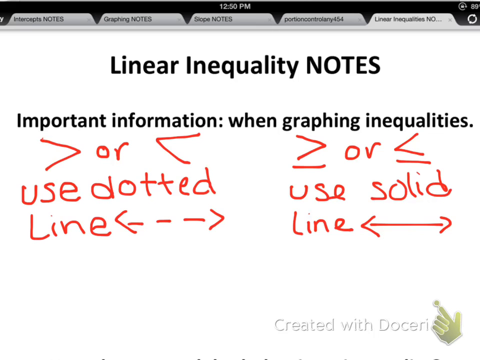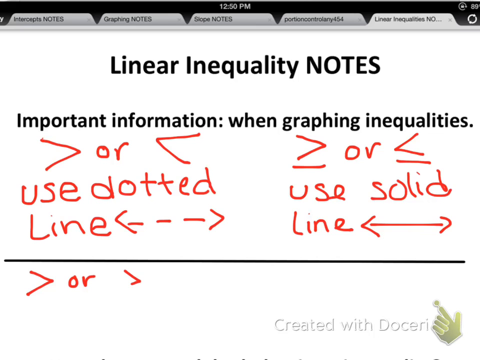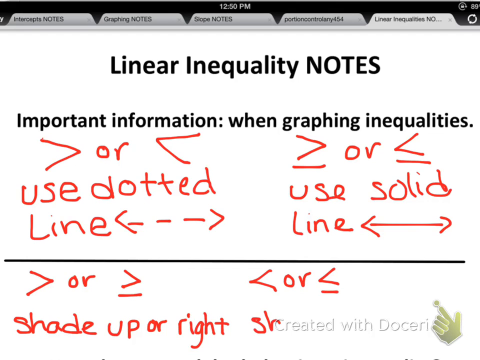Another thing that's important is when you're graphing linear inequalities, you're going to shade part of the graph. The part of the graph that you're shading is where our solutions are going to lie. Okay, so if I have greater than or equal to, you're going to shade up, or in some cases to the right. If I have less than or equal to, you'll shade down or left.